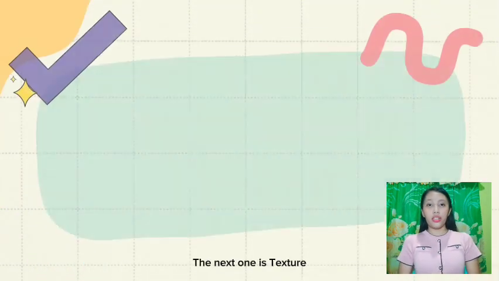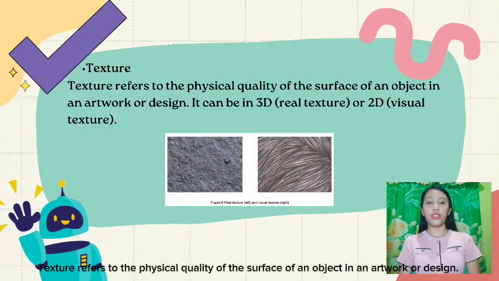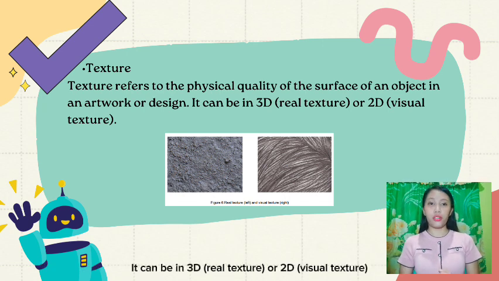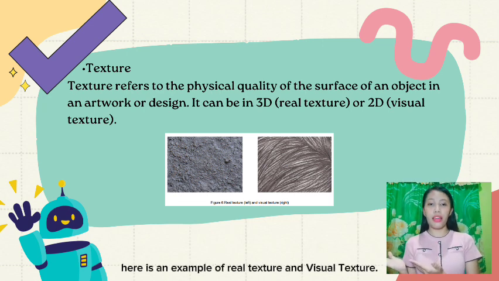The next one is texture. Texture refers to the physical quality of the surface of an object in an artwork or design. It can be in 3D or real texture, or 2D visual texture. Here's an example of real texture and visual texture.